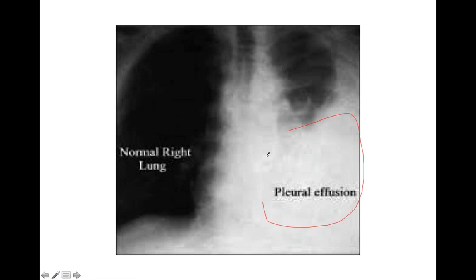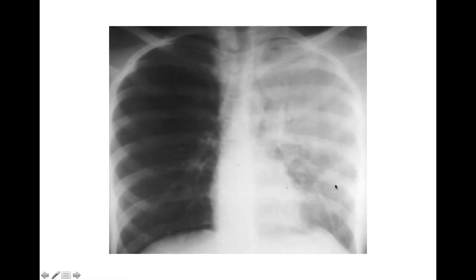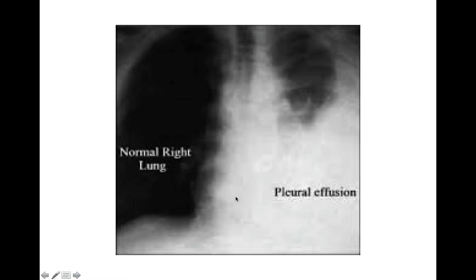There is complete whiteout. First these angles are obliterated. This is the costophrenic, this is the cardiophrenic angle, and this is the costophrenic angle. Whenever pleural effusion develops, first these angles get obliterated, and then we will have this whitish tissue. But there is no black tissue in between, like we saw in this case. This is a case of pneumonia patch, and this is pleural effusion.